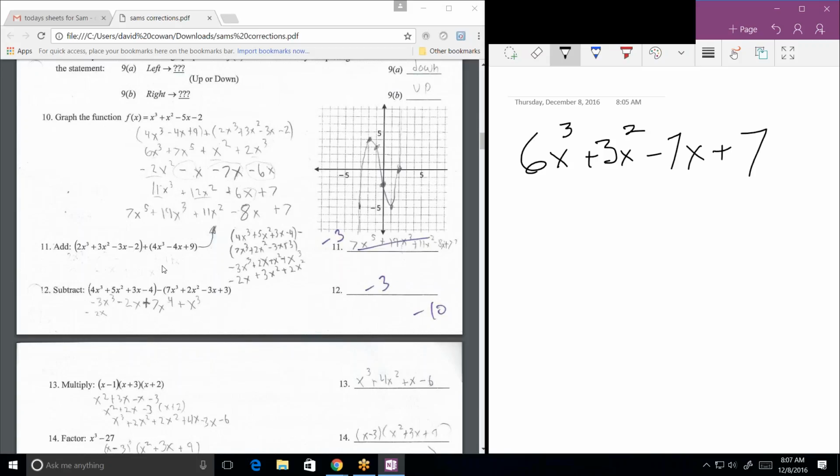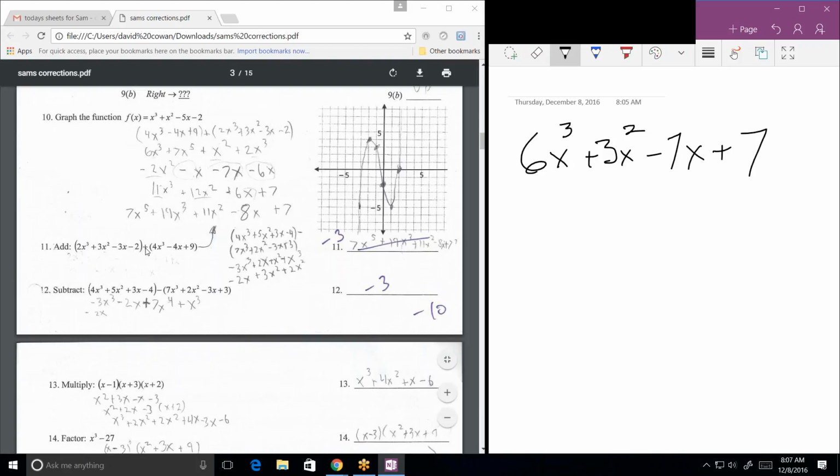Now, this problem would have been tougher had it been a subtraction, because if it was subtraction, you would have had to change the sign on all these things that are in that parenthesis. But as long as it's addition, you can just drop all four parentheses instantly without changing anything, and then just combine all the terms.